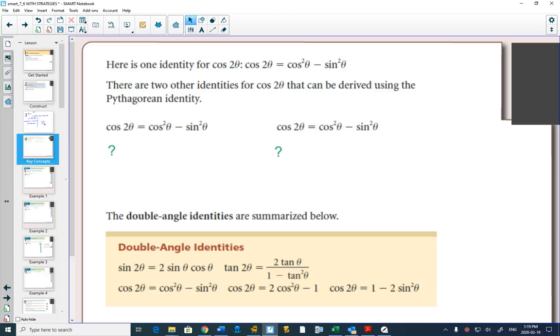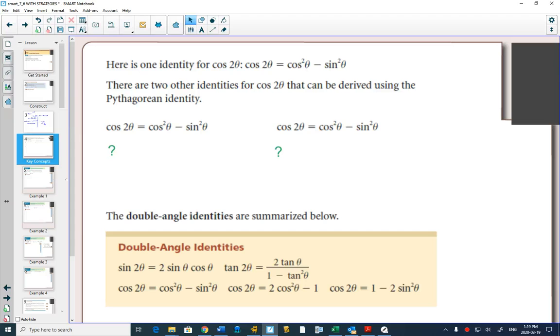There's 3 formulas for cos 2 theta. And all 3 of them will always work. But in every question that there's a cos 2 theta, one of the 3 will be faster. You just don't know which one. So that'll be something we'll look at. And there's also a tan 2 theta.